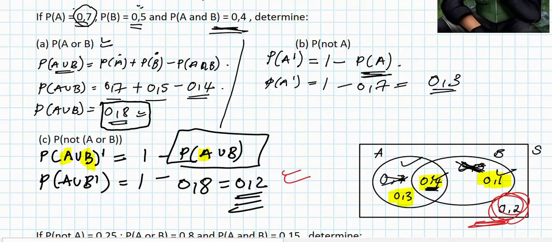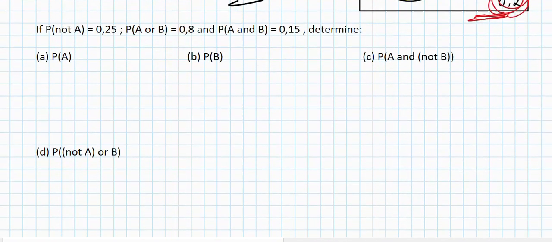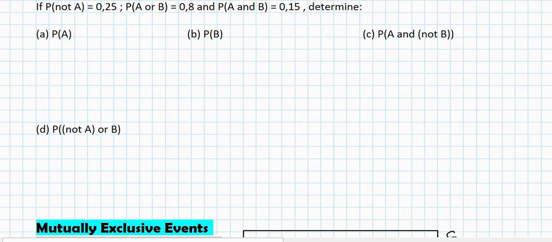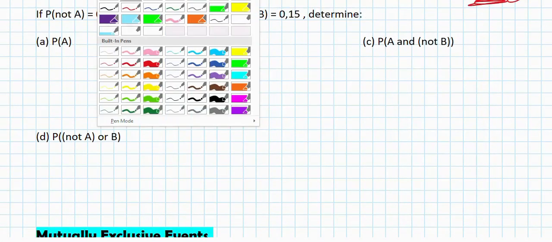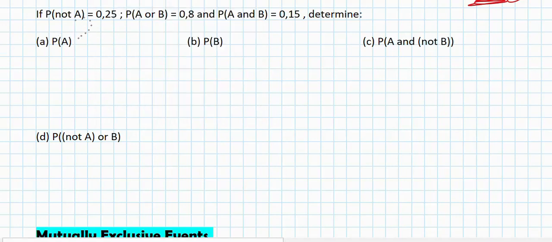So let's move on, guys. We have a lot to cover today. Let's move on. So here's another question here. On this question, let's quickly solve it. It says you have the complement of A, 0.25. You have the union of A and B, 0.8. You have the intersection, 0.15. Easy as that. Now, they are looking for the probability of A. How do we find the probability of A?